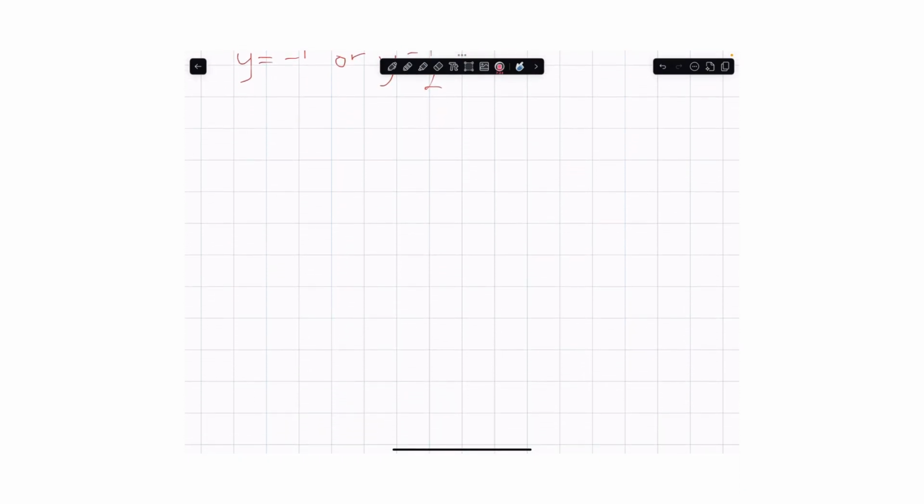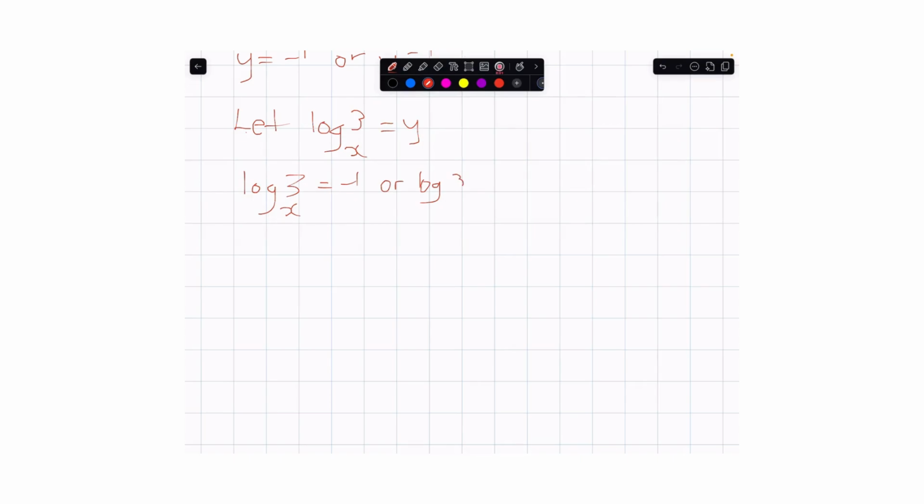You don't stop here. Because remember, we have said let log of 3 base x equal to y. So log of 3 base x is the one that is equal to either minus 1 or half. So you now have to come and reverse that. You now have to come and say log of 3 base x is equal to minus 1, or log of 3 base x is equal to half.